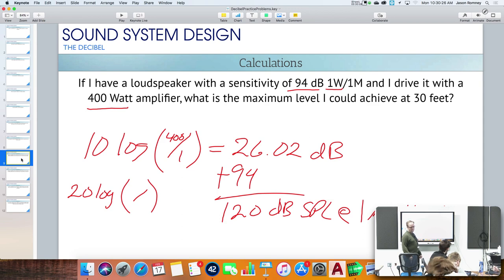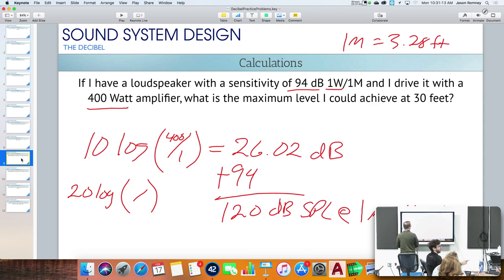I have to have the same type of units on both sides of that, right? So I need to either convert 30 feet into meters or 1 meter into feet. I would say 1 meter into feet, because that is something you're going to run into all the time, since loudspeakers are spec'd 1 watt, 1 meter. So you could just memorize how many feet is 1 meter. It's actually 3.28. So 1 meter equals 3.28 feet. You can just trust me on that one, or you can look it up if you'd like to.